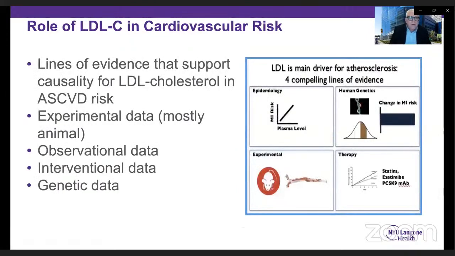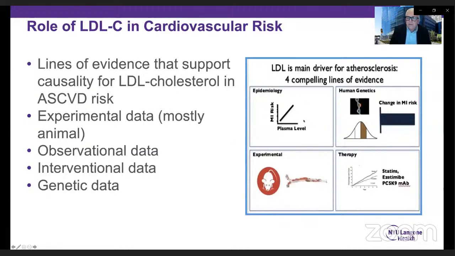Now, when it comes to the role of LDL cholesterol in cardiovascular risk, there are really 4 lines of evidence that support causality for LDL cholesterol and ASCVD risk. We start with the idea of experimental or animal data. And we know that if you knock out ApoE, and mostly in rodents, and you feed them a high-fat diet, you can see the rapid progression of atherosclerosis, and you can mark that anatomically. And if you reverse the process, if you actually lower LDL cholesterol, you can make atherosclerosis go away.